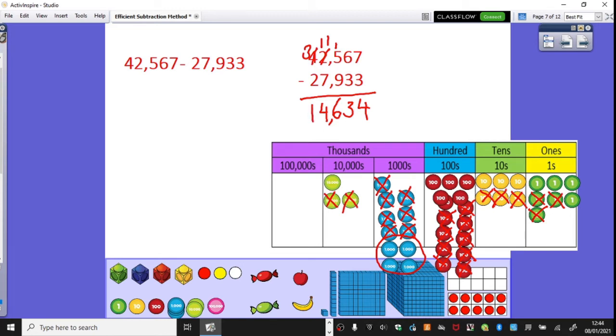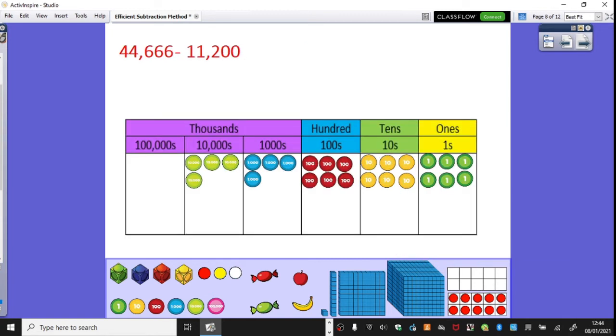So we've got 14,634, and definitely wanting to use a column method there, lots of exchanging happening and going on. Okay, next one then. Now this one, actually, when we look at this problem, it's not quite as tricky as it's made out to be, and this is where we might use our knowledge of place value, where we might be able to do it in our heads, and we might be able to use a small number of little jottings in order to help us.